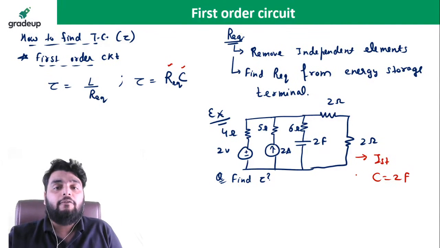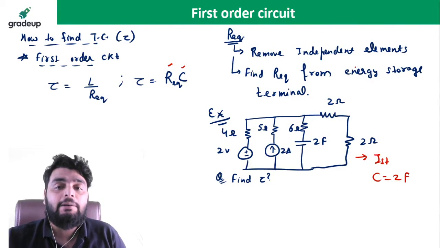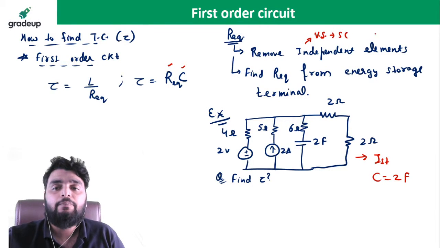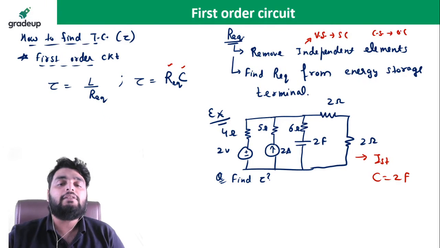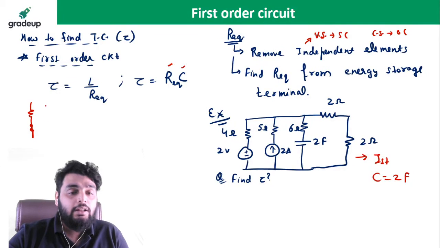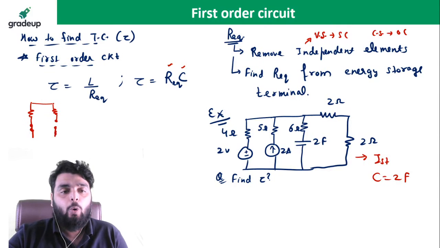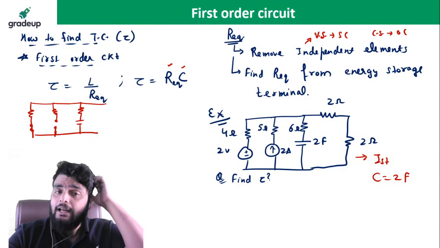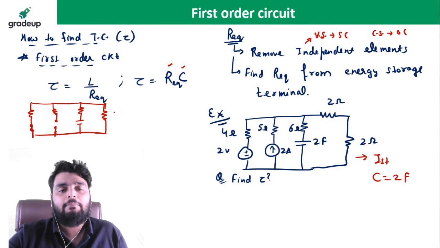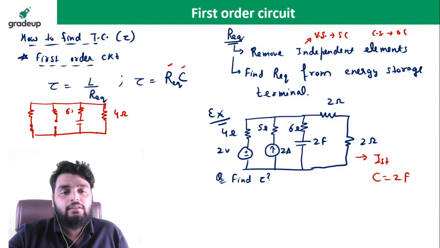So I told you, first you have to remove the independent element. Remove the independent element means voltage source short circuit, current source open circuit. Simple. So what will happen here? This will be short circuit. This will be short circuit. This will be open circuit like this. And this is the capacitor here. And 2 plus 2 are in series now, I can combine them and make it a 4 ohm. This is 6 ohm. This is a 5 ohm. This is a 4 ohm.